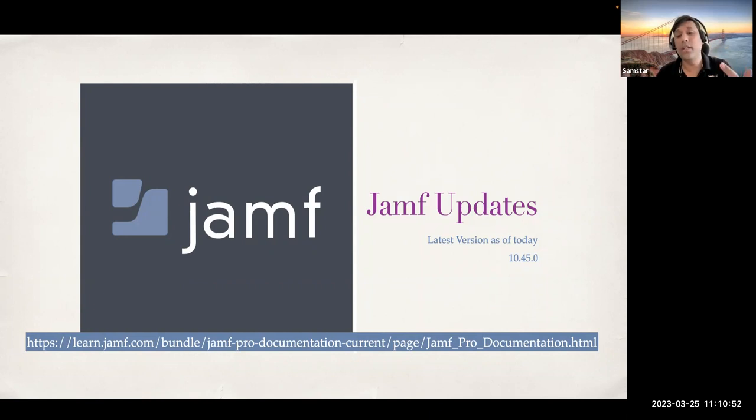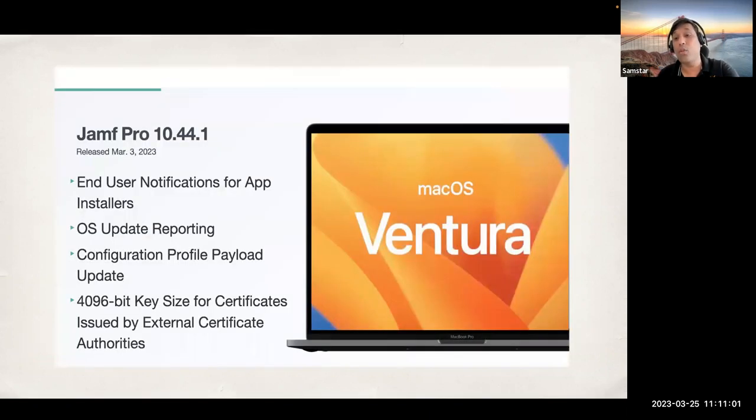So what all changed in 10.44, in 10.45? Let's have a review. In 10.44.1, which was released on March 3rd, we had many enhancements. I am capturing only a few. The first is end user notification for app installers. If you have enabled app installers in your organization, those of you, if you don't know, app installer is a feature in Jamf Pro where you can enable this feature for application installation and application updates. There is no need to package anything.